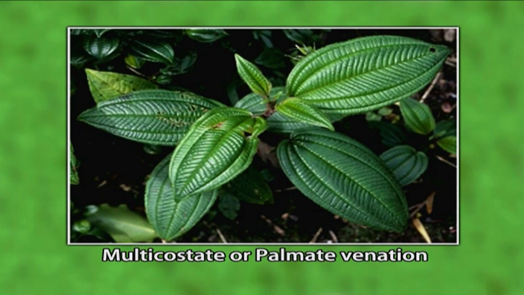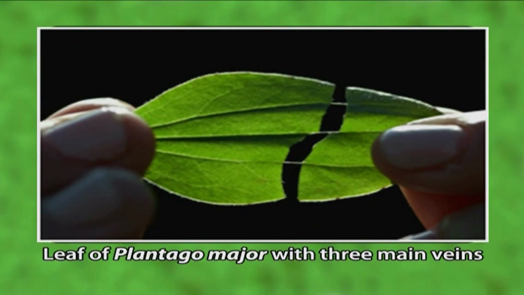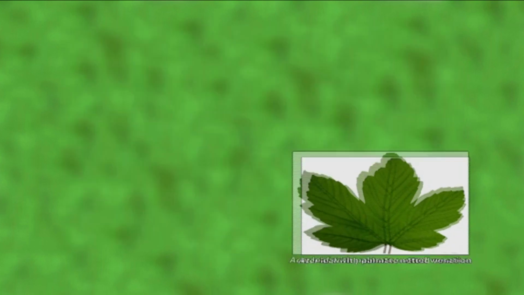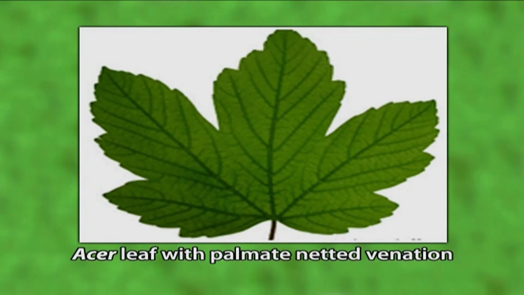Multicostate or palmate venation. Here more than one equally strong vein enters the leaf blade. It is of the following two types. Number 1, 3 main veins branch at the base of the lamina and run subsequently parallel, as in Plantago major. A similar pattern is especially conspicuous in Melastomataceae. Number 2, several main veins diverge from near the base where the petiole attaches and radiate towards the edges of the leaf. For example, Acer, maples.